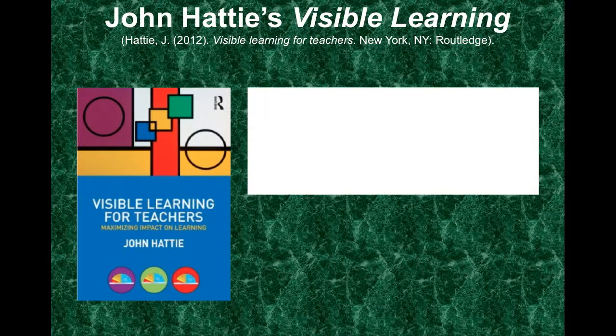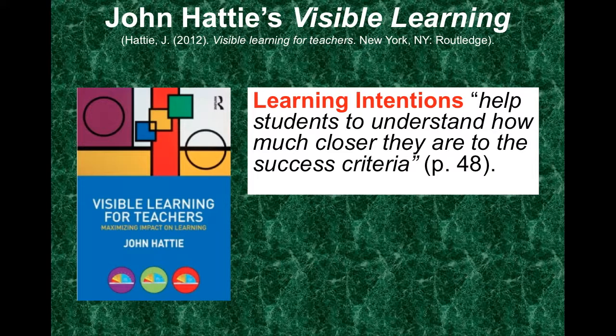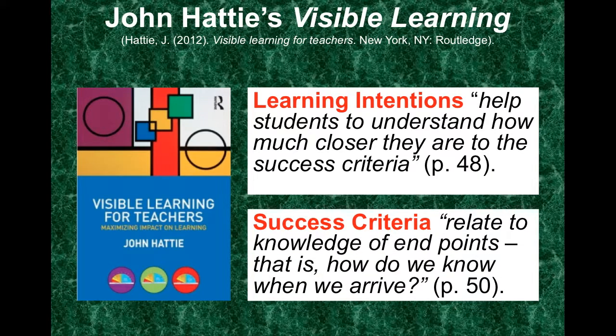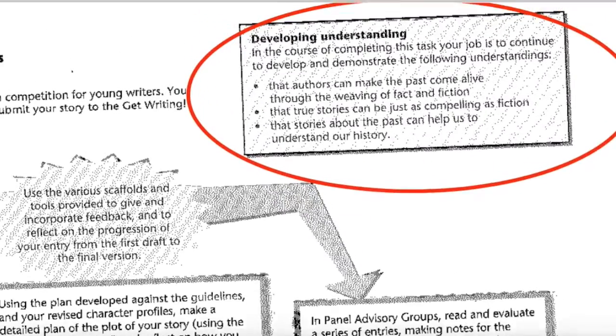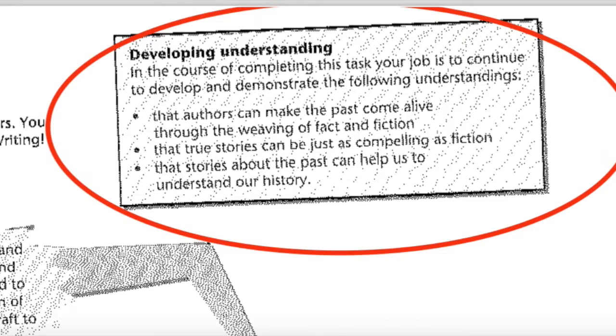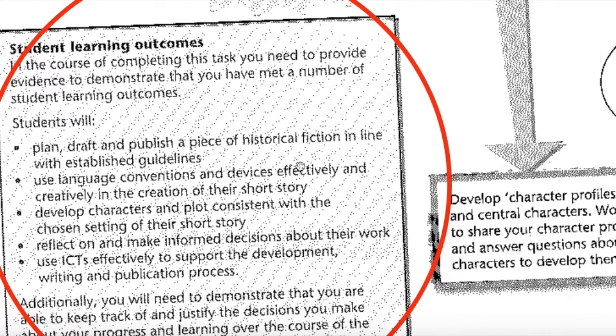In this case, specific learning intentions would be used to help students understand what they are expected to learn, and the success criteria would explain how students know they have reached this endpoint. For example, the developing understandings are ambiguous about what the students are meant to learn, and the learning outcomes are more closely related to the procedure of the task itself.